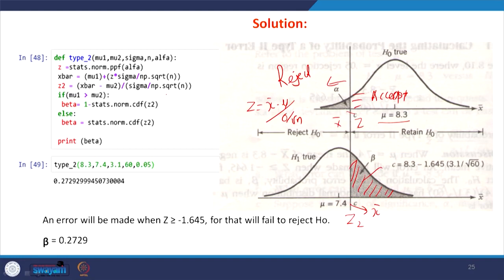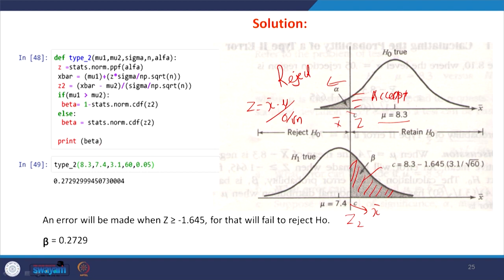You see the condition: if mu 1 is greater than mu 2, what is mu 1? Mu 1 is now 8.3, and mu 2 is 7.4. In this case, yes, mu 1 is greater than mu 2, so I will get a positive z value. If the z is positive, to get the p value, I have to subtract it from 1. So, if the z value is positive, beta equals 1 minus stats.norm.cdf(z2). If the z value is negative, just finding the left side value, beta equals stats.norm.cdf(z2). Print beta.